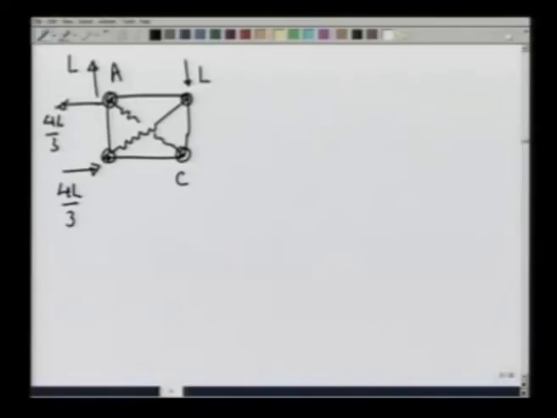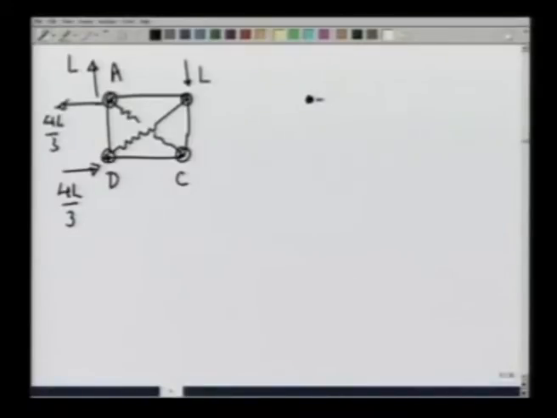This is point C, this is point D. Let us take the joint D, or pin at D, and see what the forces on D are. Now, we are really using the method of joints. Each joint we are going to bring into equilibrium by applied forces. At point D, there is a force in the horizontal direction, 4L by 3. There is a force, and now I am anticipating that the force by rod DC is going to be towards the left, F DC.